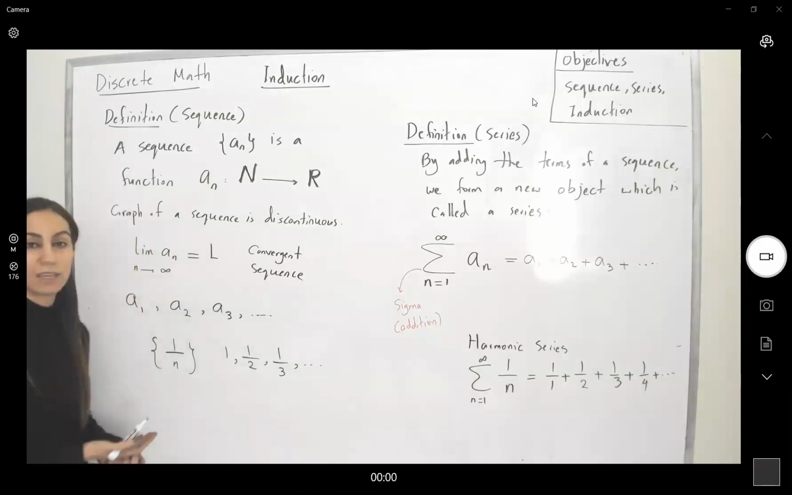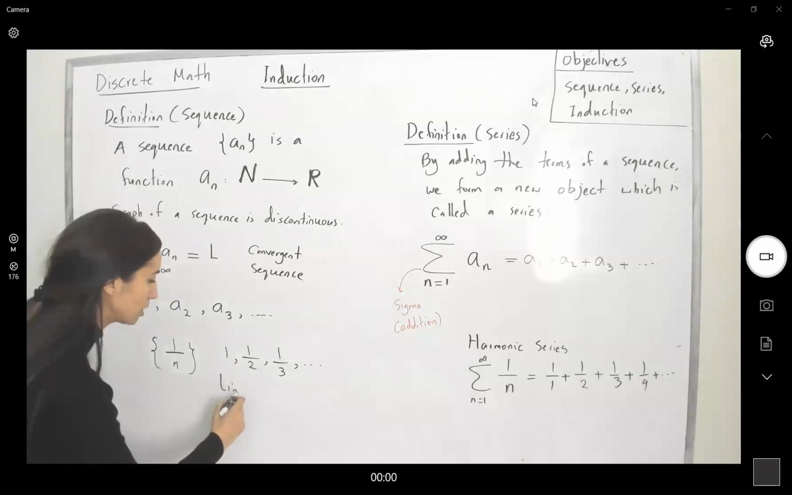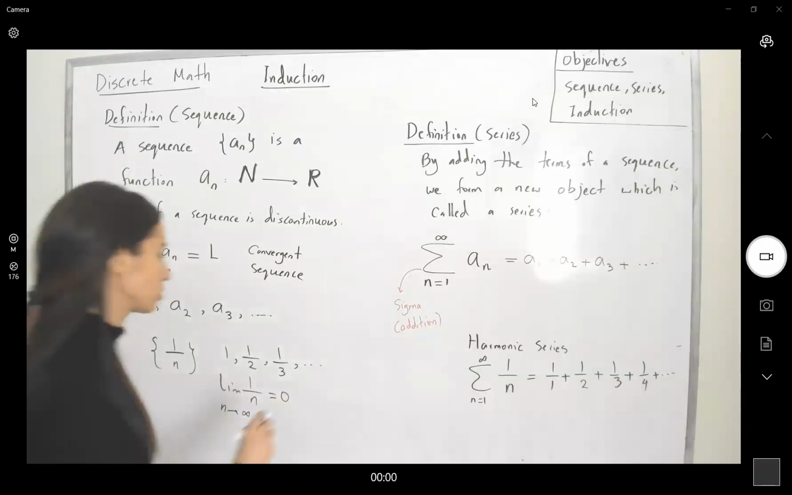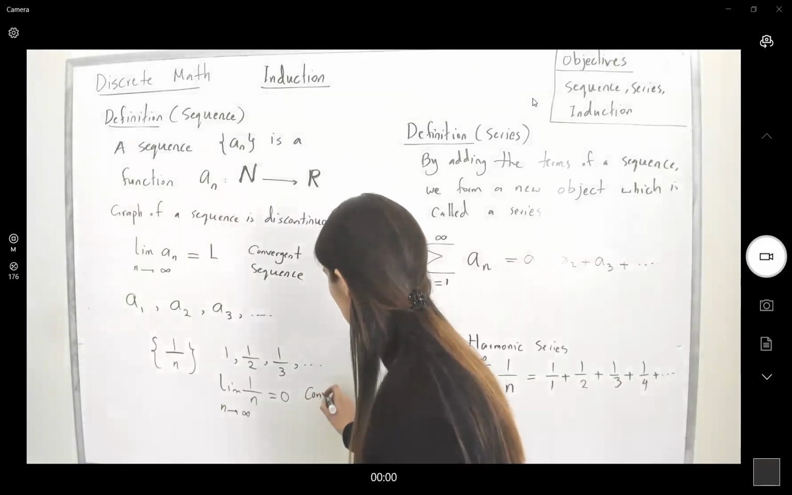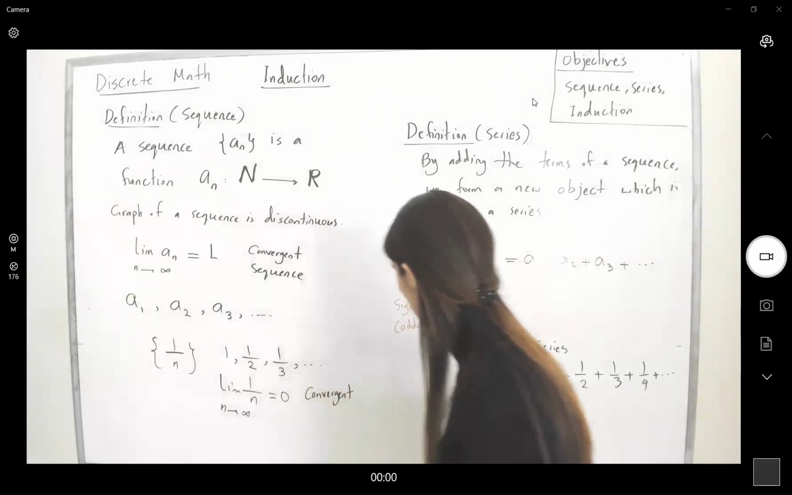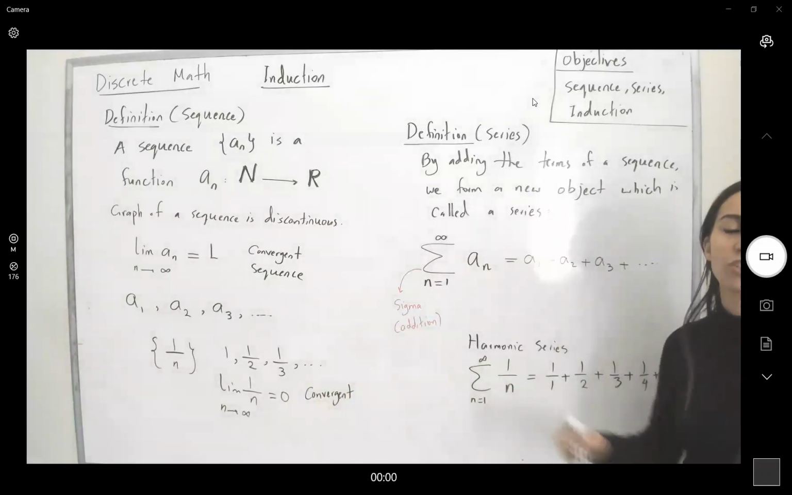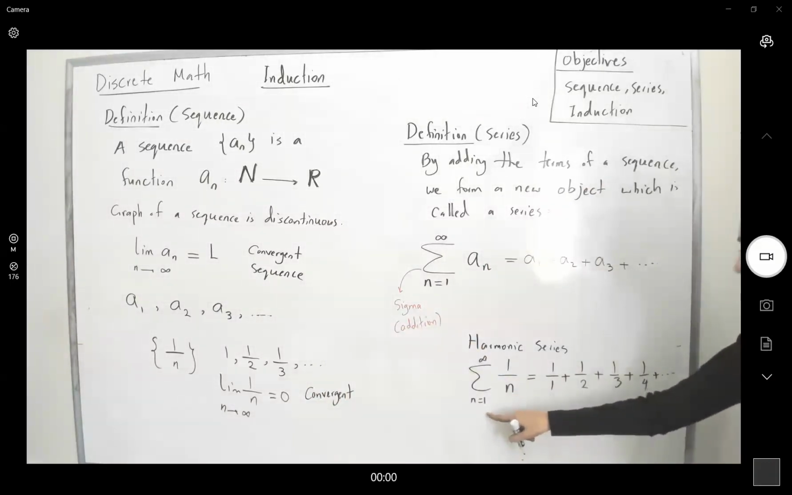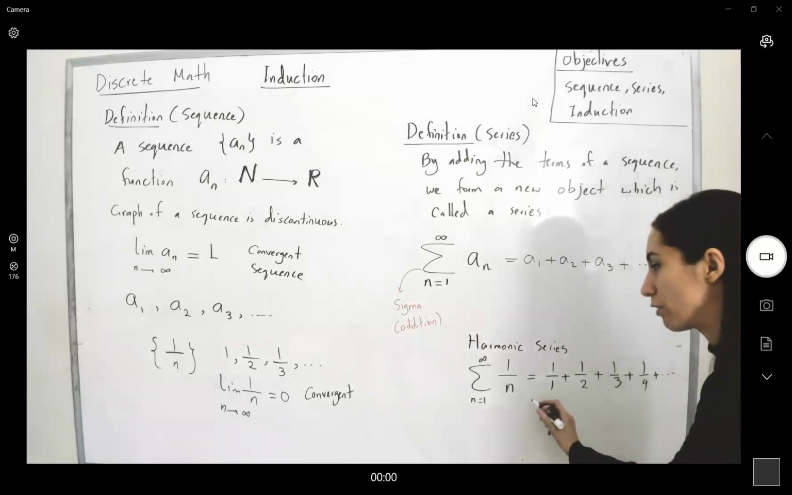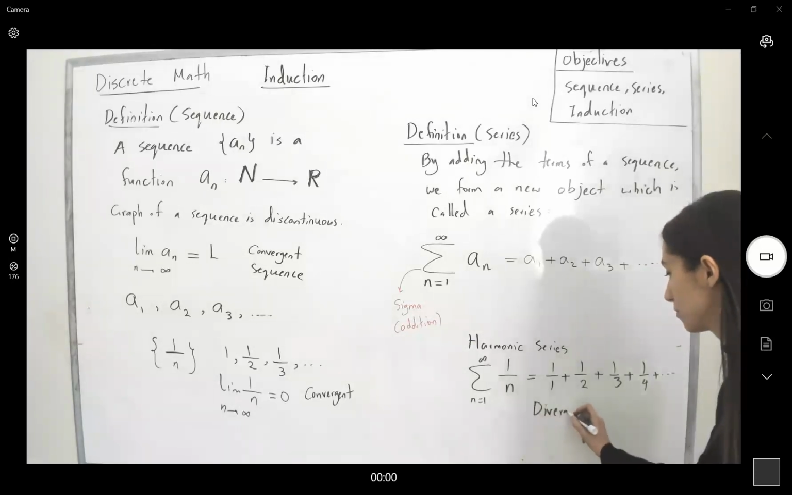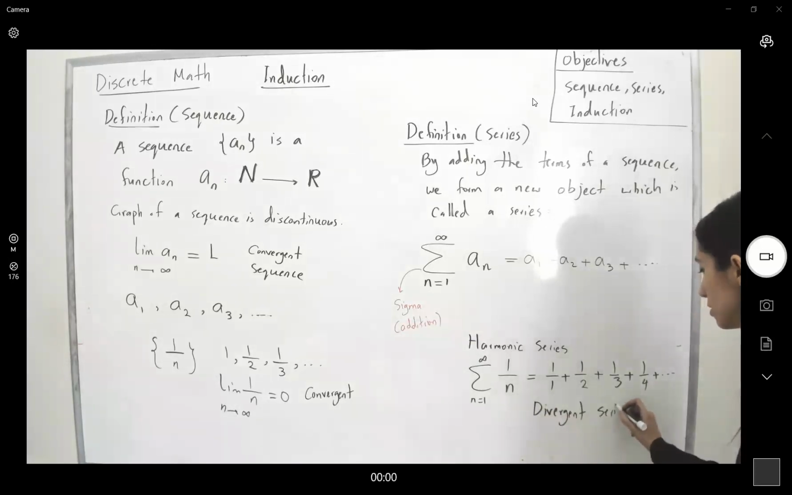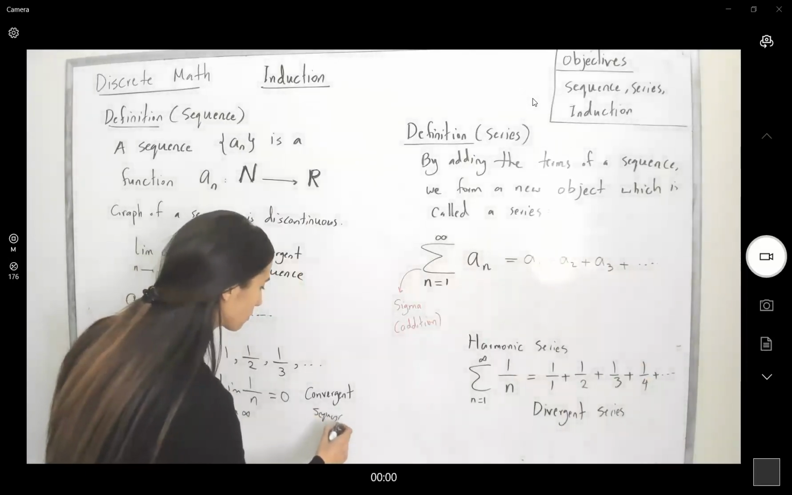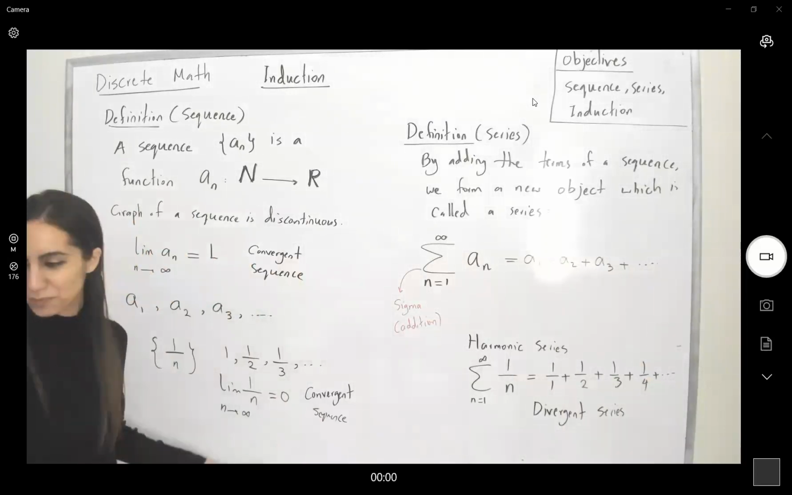Remember that this sequence is a convergent sequence because the limit of 1 over n while n goes to infinity is equal to 0, so it is convergent. But the harmonic series is a divergent series. By adding the terms of this sequence, the series goes to infinity. So it is divergent. Convergent sequence, but we have a divergent series.